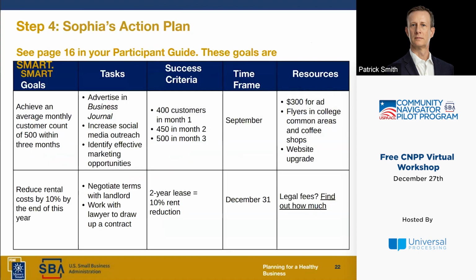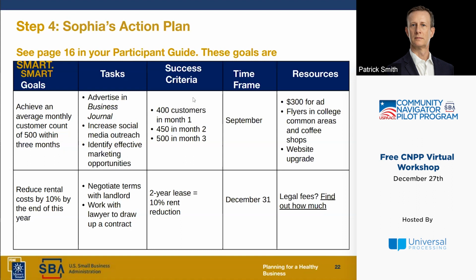So if you look at step 4, Sophia's action plan, again, this is on page 16 of your participation guide. These are the goals. So she had what we consider SMART goals. Achieve an average monthly customer count of 500 within 3 months. Tasks. She had to advertise in business journals, increase social media outreach, and identify effective marketing opportunities. She determined that the success criteria would be 400 customers in month 1, 450 in month 2, and then 500 in month 3. So she's trying to be strategic, realizing that over 3 months, even though 400 would initially be below her 500, by month 3 she could get there.